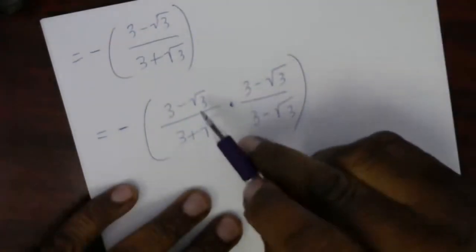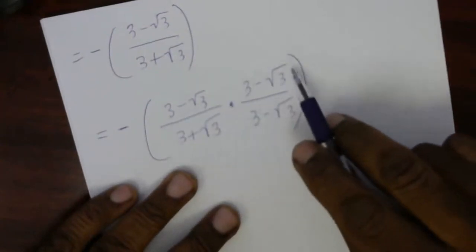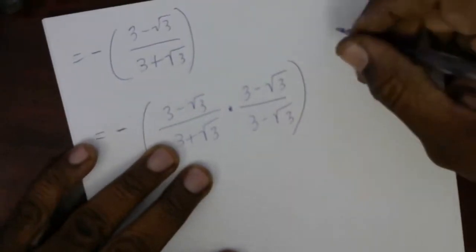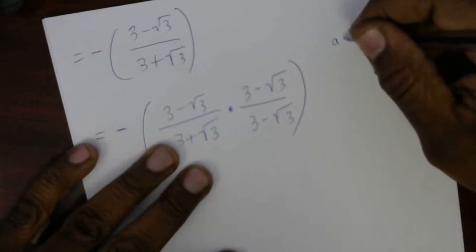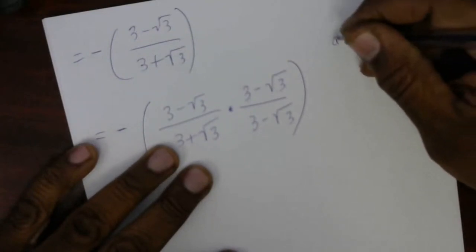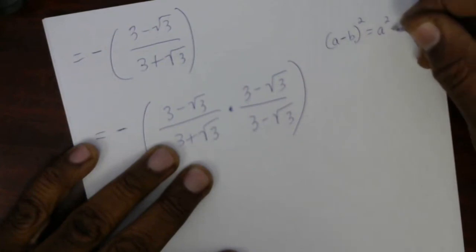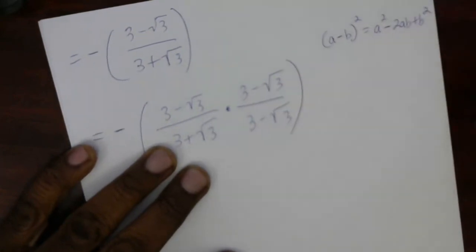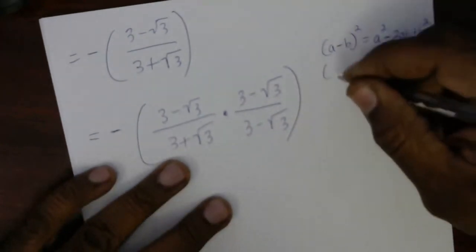All right, so for the numerator, I have 3 minus the square root of 3 times itself. Here's another formula from algebra, and it says that A minus B quantity squared is equal to A squared minus 2AB plus B squared.